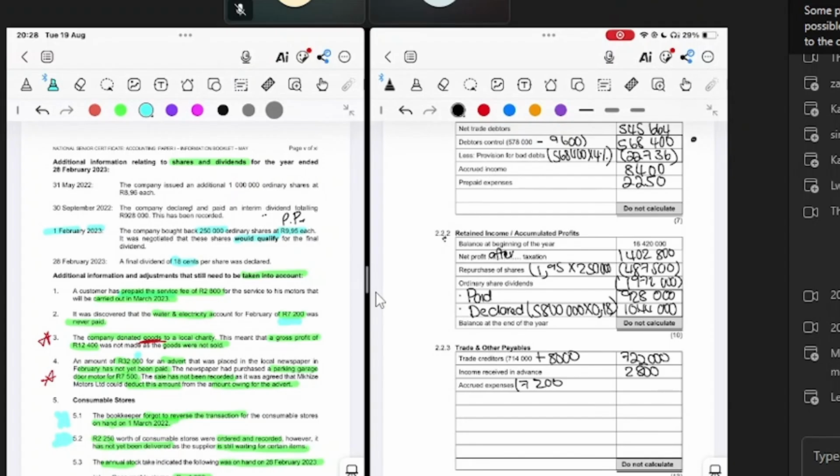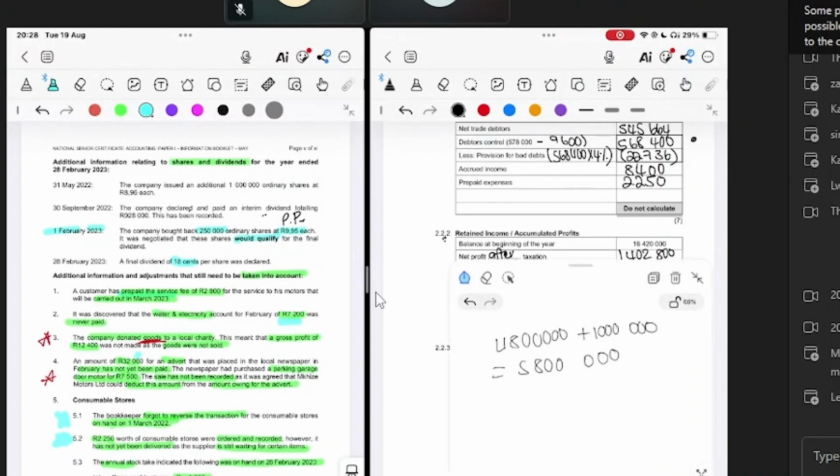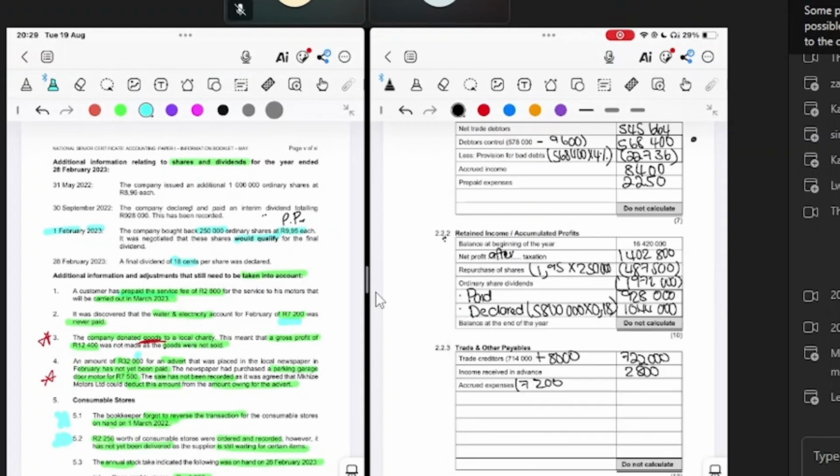So that is the amount that is still owed, which is 32,000 minus 7,500. 32,000 minus 7.5 gives us 24,500. So that's part of our accrued expenses. And that will give us an amount of 31,700. Okay, then we continue.